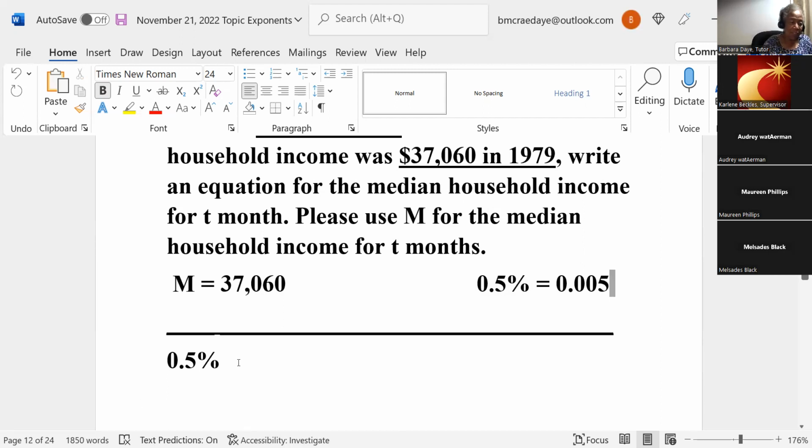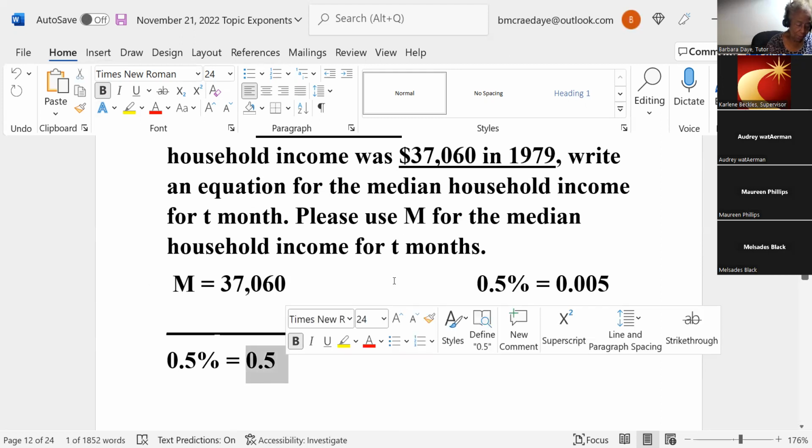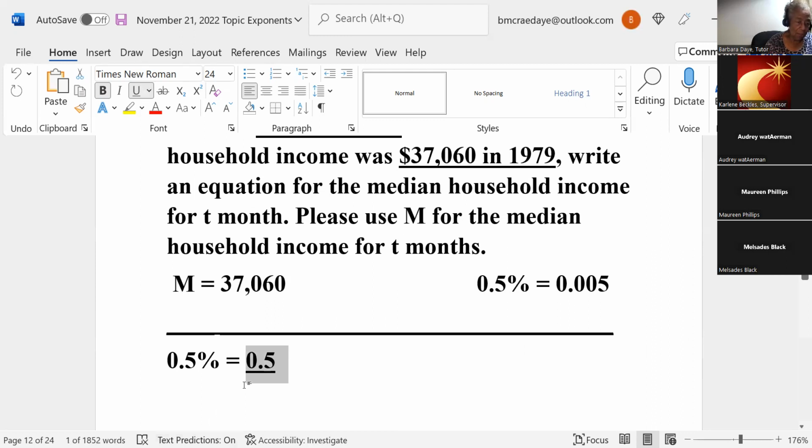Because 0.5% is, remember, you're shifting the decimal point two places to the left, or you add two zeros, divide by 100. So if this number is the ratio to 100, let's just put the 0.5 over 100. You see how you got the 0.005.